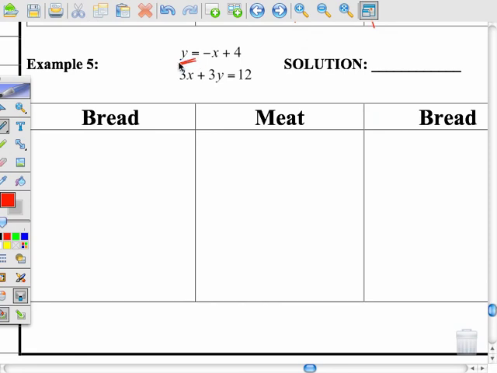Last example on the notes. What is the bread? Again, look for y equals or x equals. So we have y equals negative x plus 4, and we also have the meat, which is the other equation. We have 3x plus 3y equals 12.